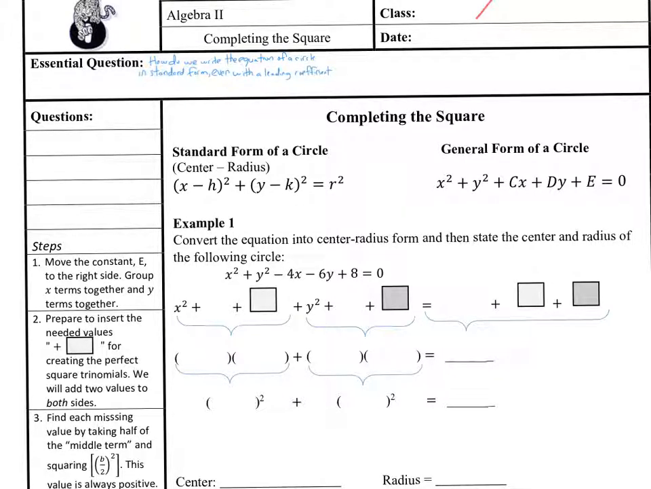Okay. Unit 7, Skill 8, completing the square. So the essential question is, how do we write the equation of a circle in standard form, even with a leading coefficient? All right, so writing the equation of a circle is what we're doing. It's a complete review. You've seen this before. I'm going to throw in one quirk towards the end of it.